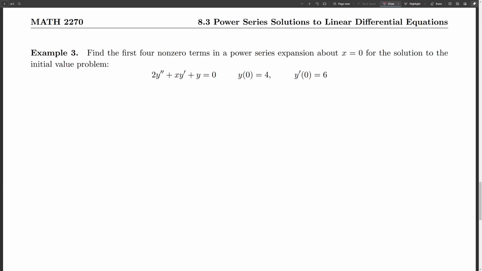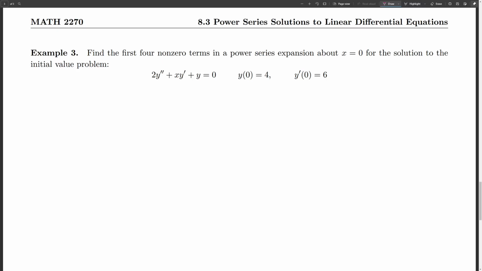In this example, we will find the first four non-zero terms in a power series expansion about x equals 0 for the solution to the initial value problem 2y'' + xy' + y = 0 with initial conditions y(0) = 4 and y'(0) = 6.